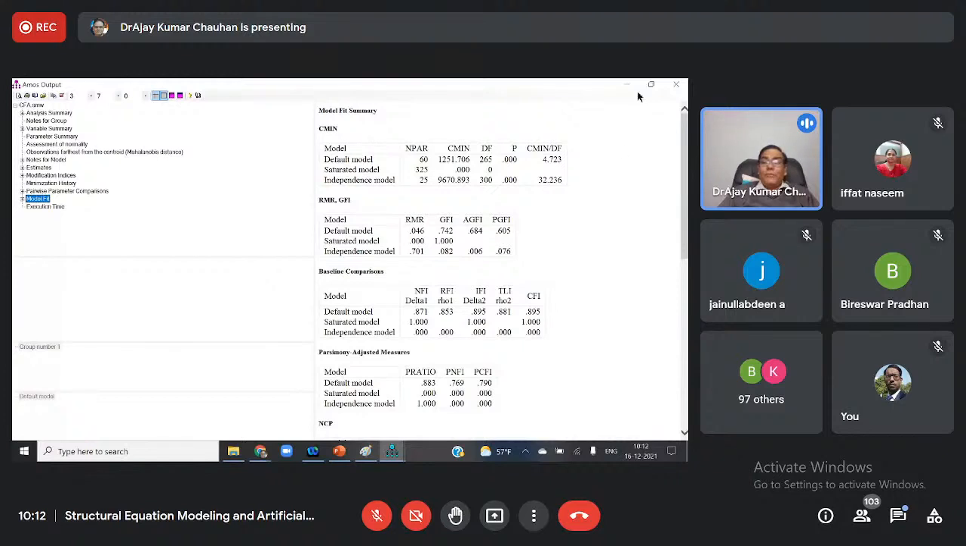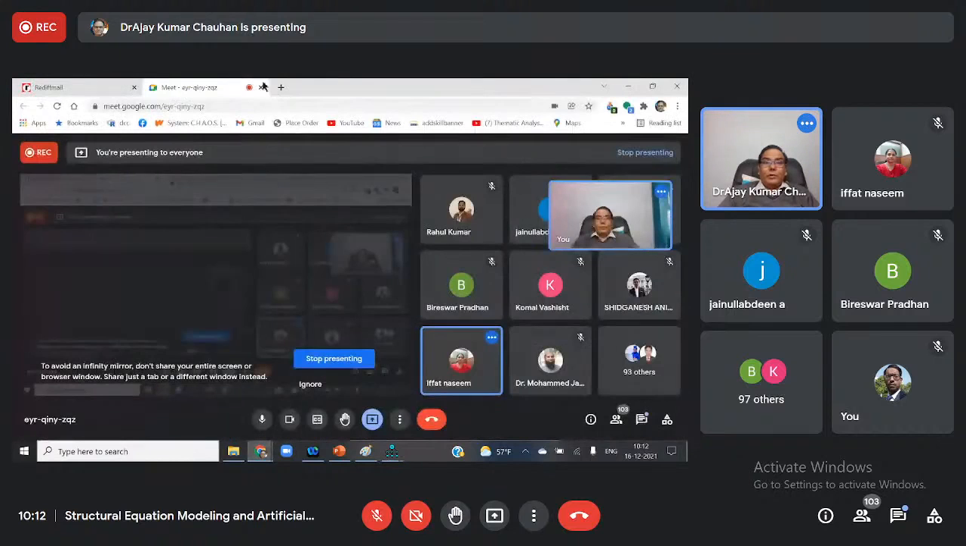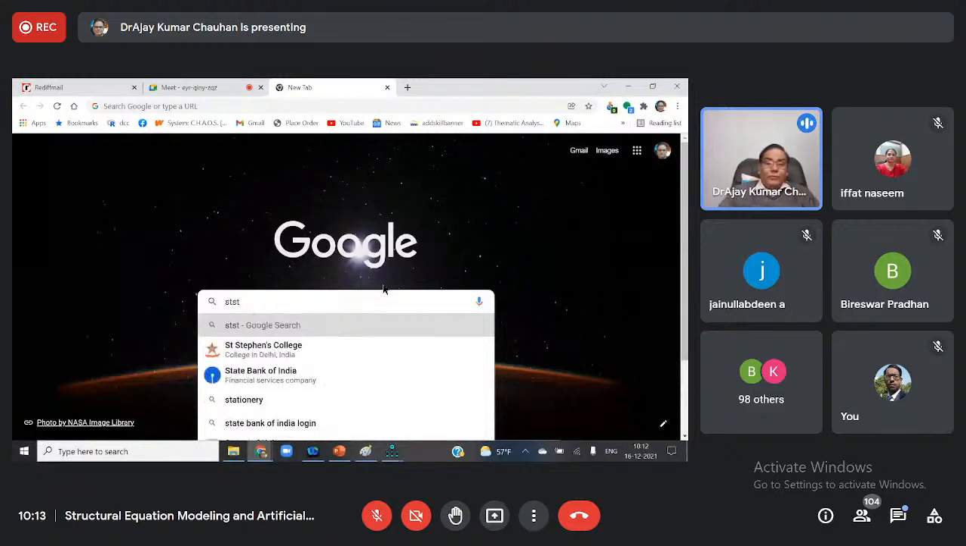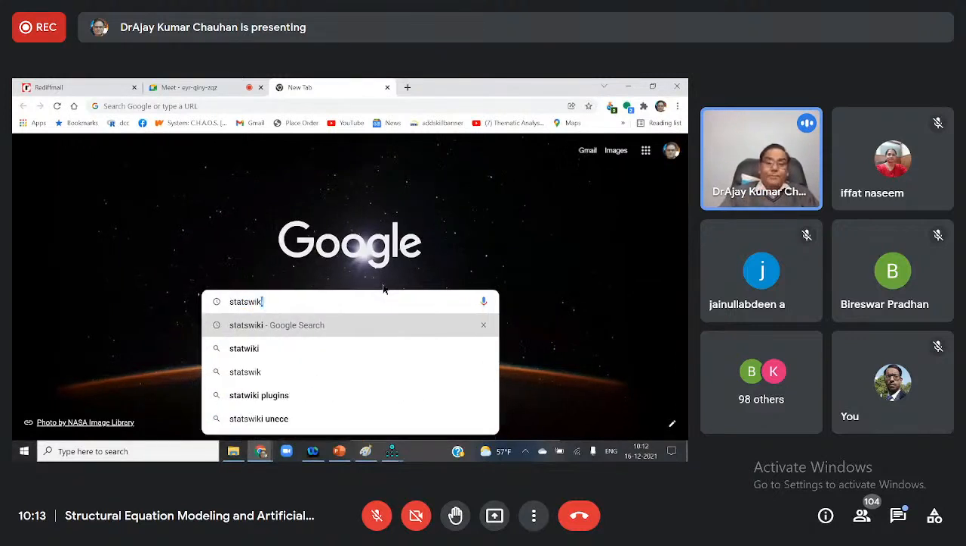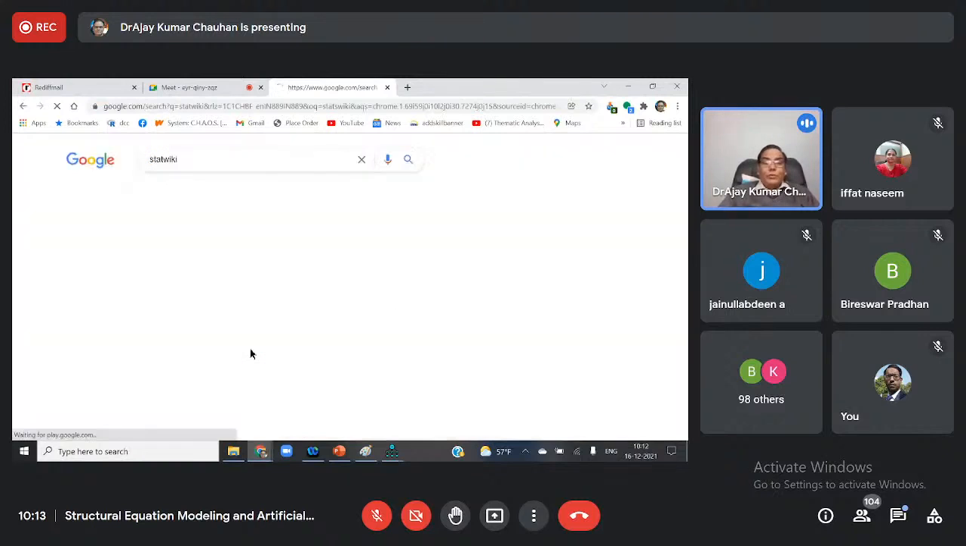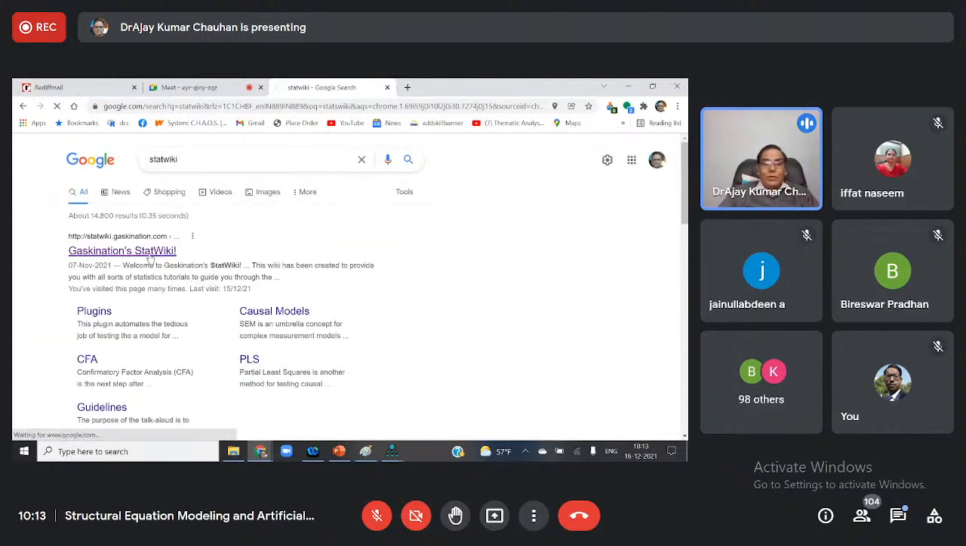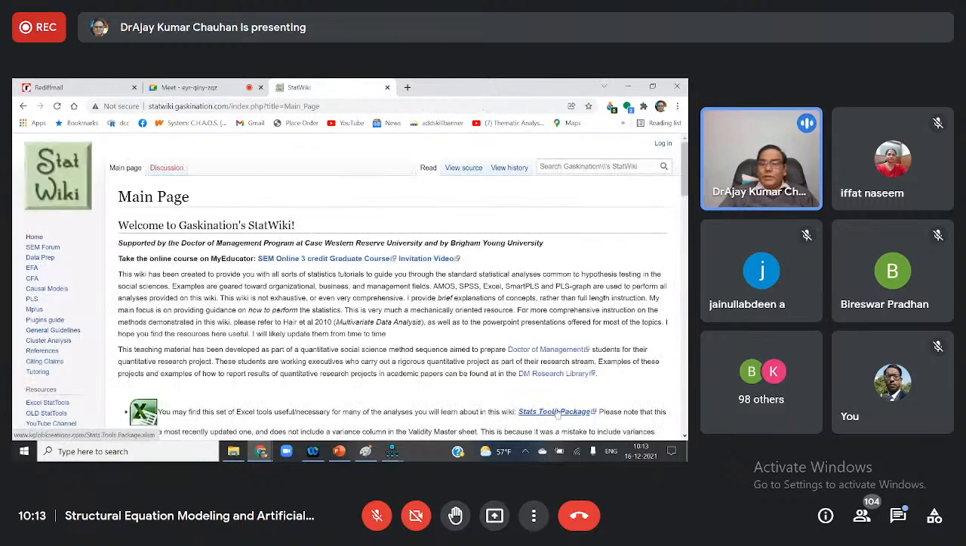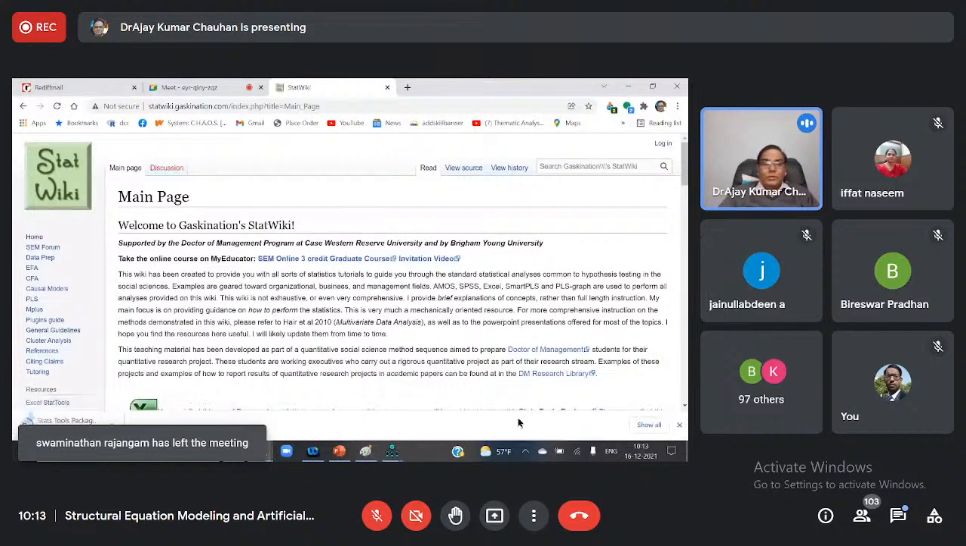But first of all, I want to see the validity. So for validity, we use, now I'm going to, there is a website, Stats Wiki. So I'm going to this website and I'm taking a calculator from there. So you can see that there's a calculator called Stats Tool Package. So I am going to use this calculator. I just click on this, it's saved.